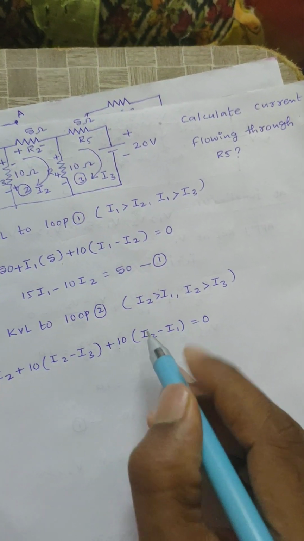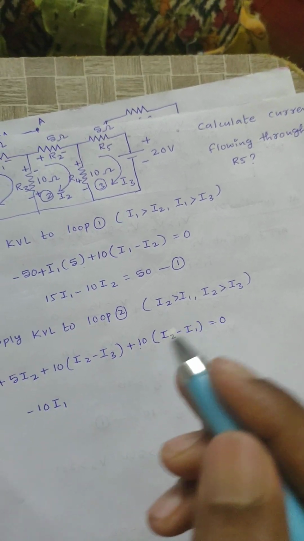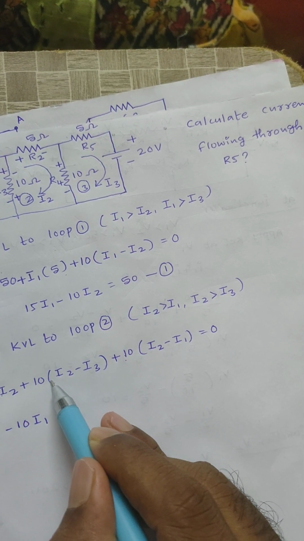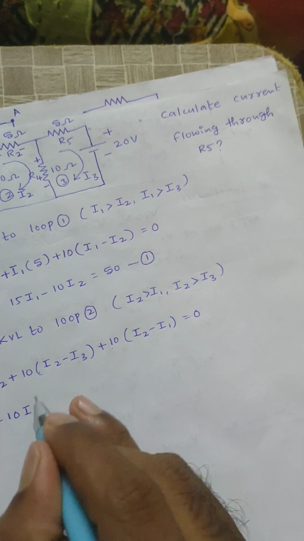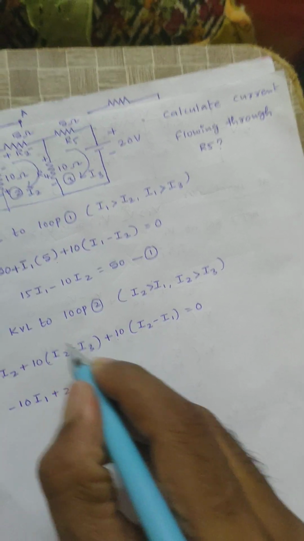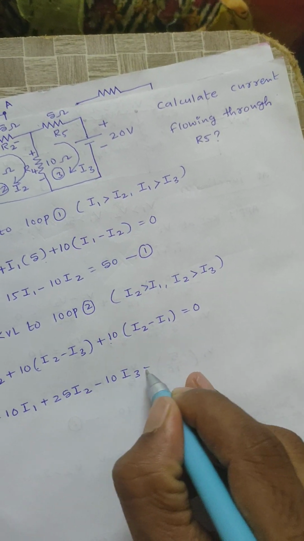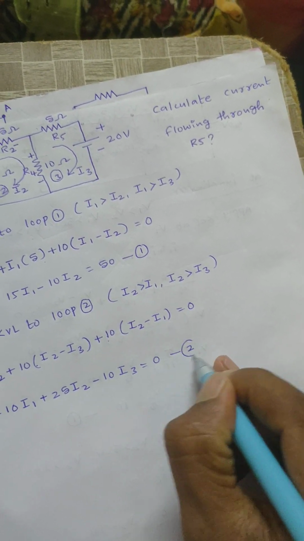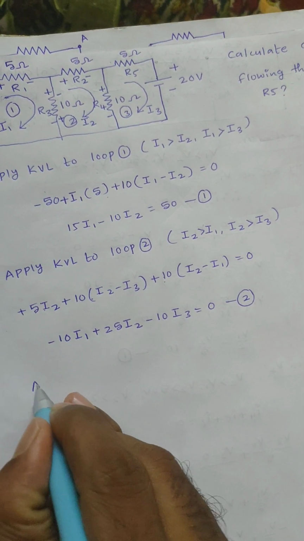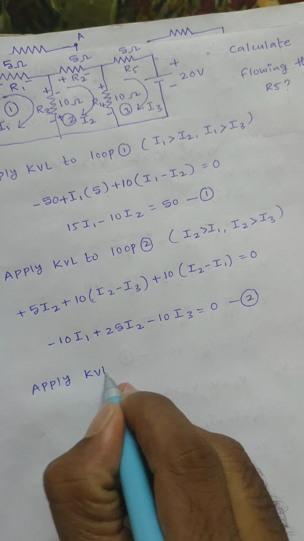First write the I1 terms, that is minus 10 I1. Next write the I2 terms, 5 I2 plus 10 I2, 15 I2 plus 10 I2, 25 I2. Next minus 10 I3 is equal to 0. Assume this is equation number 2. Next, apply KVL to loop 3.